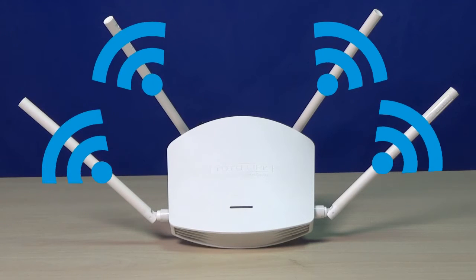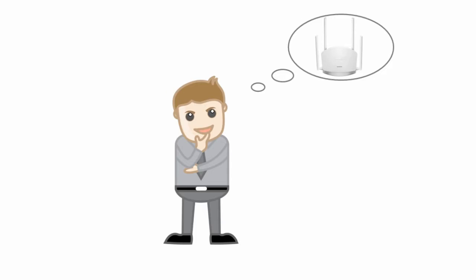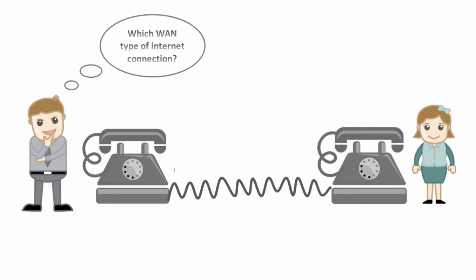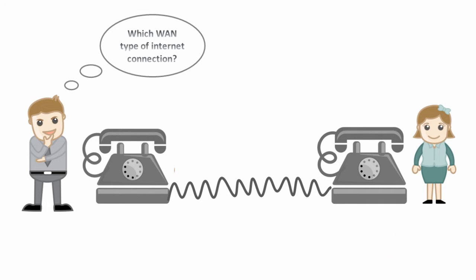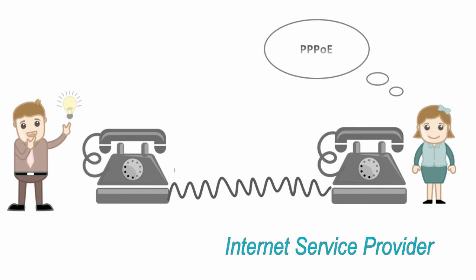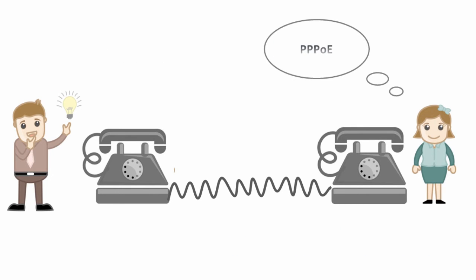Now, let's learn how to set up the router. First of all, please ask your ISP which type of internet connection you should choose: PPPoE, DHCP, or static IP. Here, we use the ADSL PPPoE connection as an example.